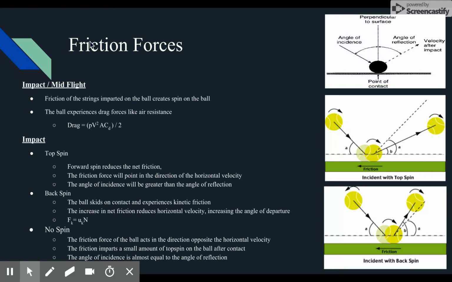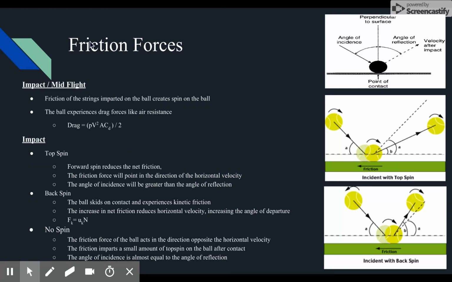When the ball makes contact with the ground, there are 3 scenarios which affect the friction forces: topspin, backspin, and no spin. Topspin is when there is a forward spin on the ball which reduces the net friction that it makes at contact. The friction forces will point in the direction of the horizontal velocity, and the angle of incidence will be greater than the angle of reflection.